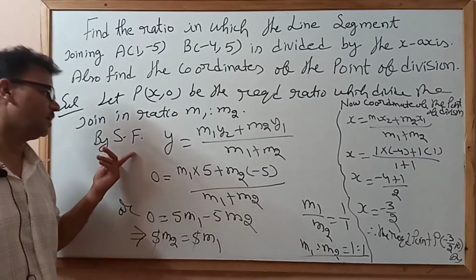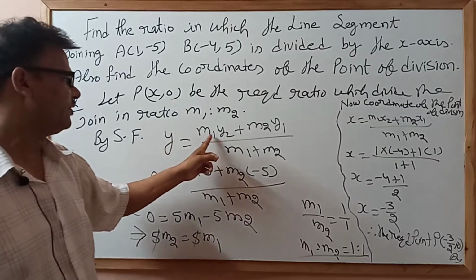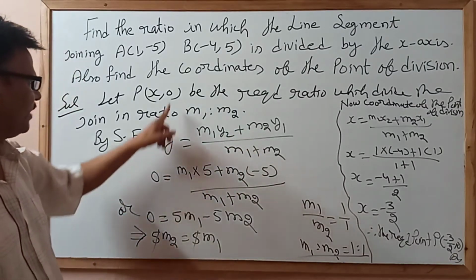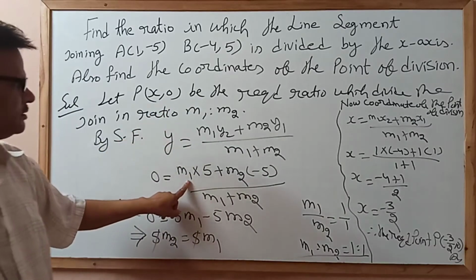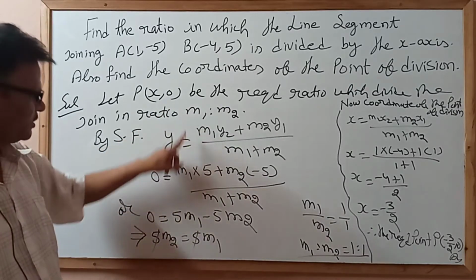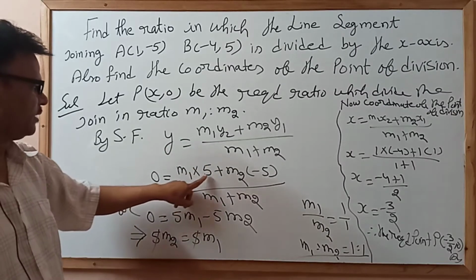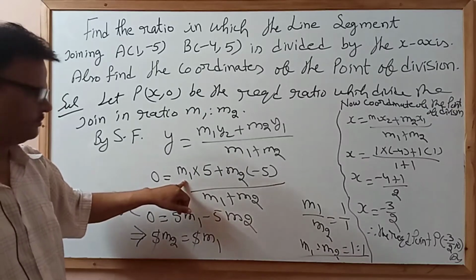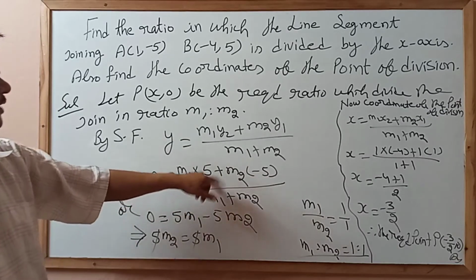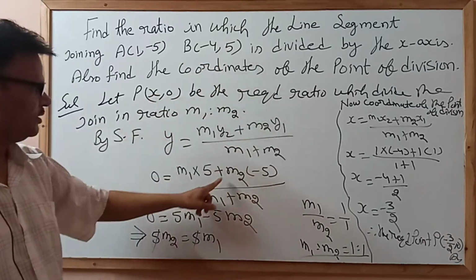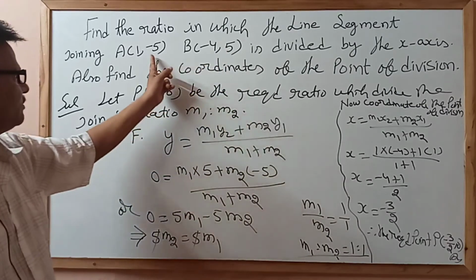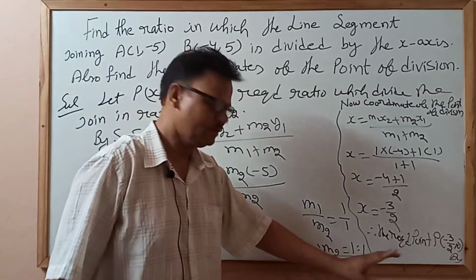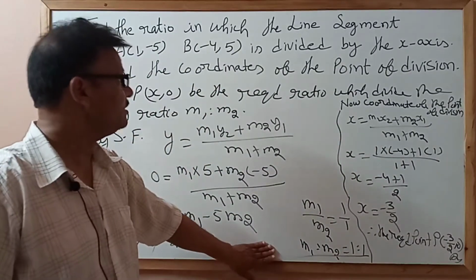So by section formula we take y is equal to m1 y2 plus m2 y1 over m1 plus m2. Put the value of y, that is 0. We don't know the value of m1, so we take m1 as it is. We take m1 multiply y2, so m1 multiply 5, this is y2, plus m2 y1, minus 5. So after simplifying we get m1 ratio m2 is 1 ratio 1. This is the required ratio.